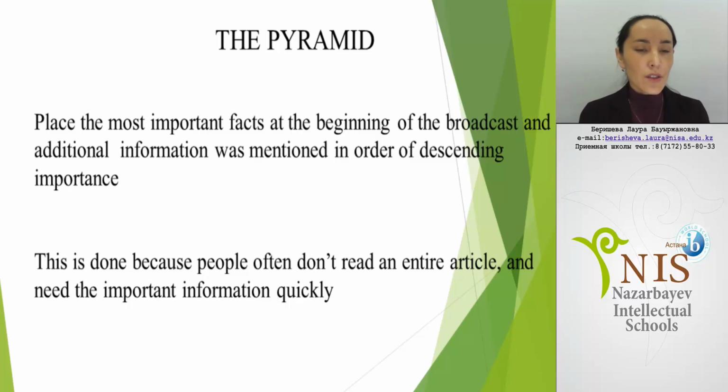Another thing that I would like to draw your attention to is the pyramid. We need to place the most important facts at the beginning of the article, and additional information needs to be mentioned in order of descending importance. So if we are talking again about terrorist attacks in Paris, the most important facts about this attack, like the people involved, the countries involved, the reasons the attack happened, and probably the time and place, usually go in the very beginning. And then you can also add any additional information, like where else it happened except for Paris, and the number of victims in other places can be mentioned as additional information by the very end of the article.